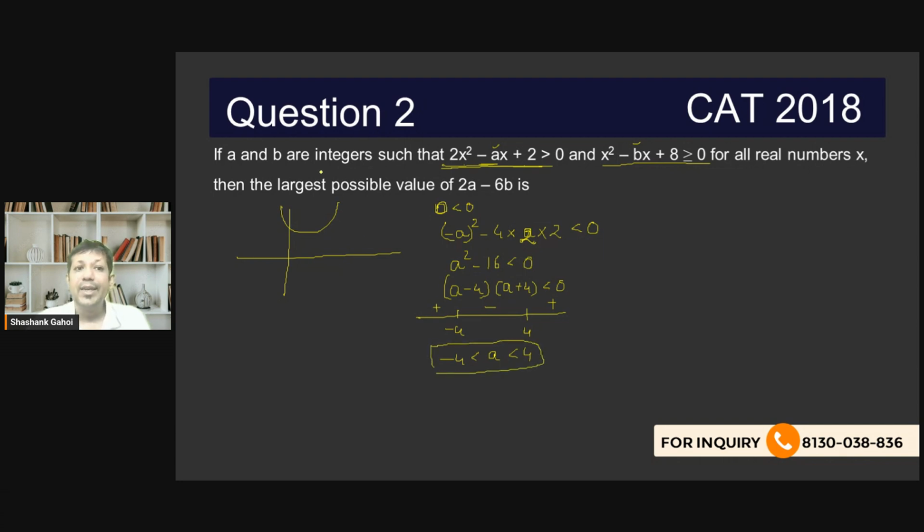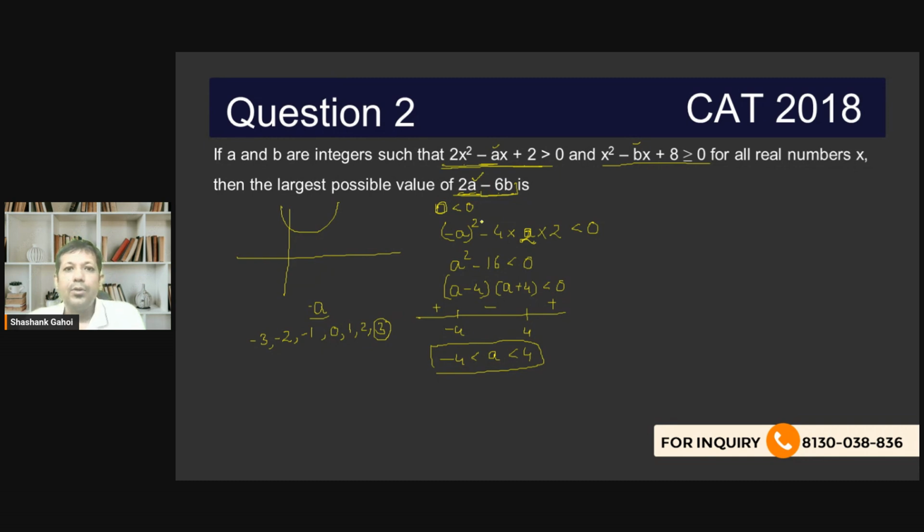Now, because it says a is an integer, the possible values of a are going to be minus 3, minus 2, minus 1, 0, 1, 2, and 3. These are the possible values of a. Now the question is talking about the largest value of 2a minus 6b. If I want to maximize this, this is positive, it means a should be maximum, so the value of a should be 3. Now b should be minimum because b comes with a negative sign. So b should be negative and have the lowest value, then only I'm going to get my answer.